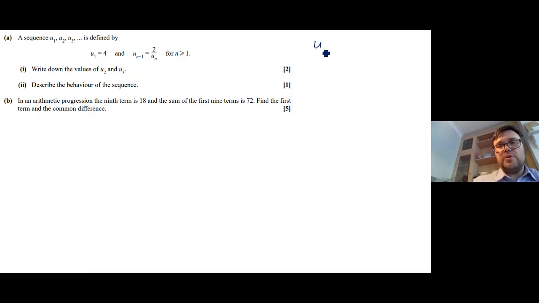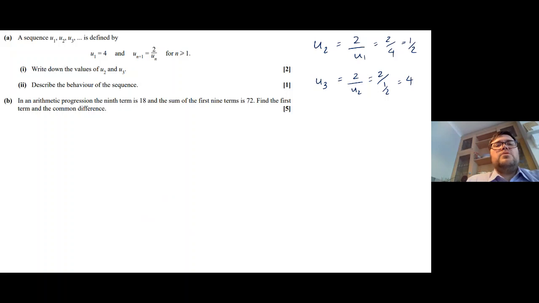So u2 equals 2 over u1, which is 2 over 4 equals a half. Then u3 equals 2 over u2, which is 2 over a half, which equals 4. Wait a minute. So u1 is 4, u2 is a half, u3 is 4. I know the answer, but I'd like to see it sometimes, especially when you have to describe the behavior of the sequence. I know it's only one mark, but it's still good to put it in. So then it's going to be 2 over u3, so 2 over 4 equals a half.